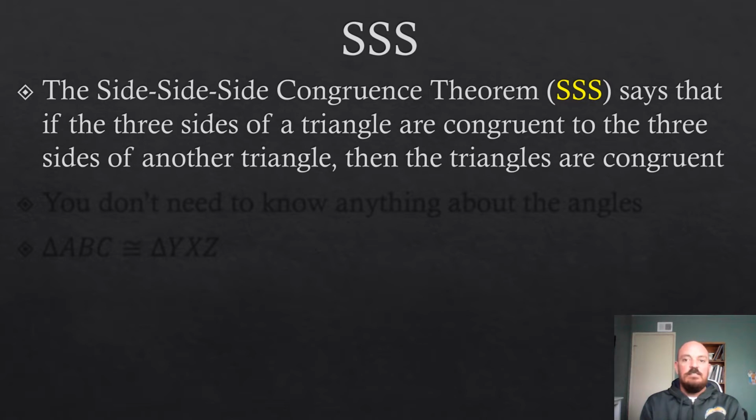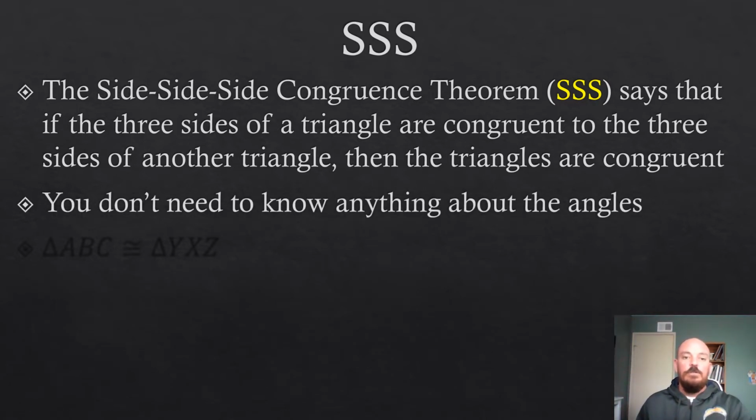So that's what SSS stands for, and it says if the 3 sides of one triangle are congruent to the 3 sides of another triangle, then the triangles are automatically congruent. You don't need to know anything about the angles.